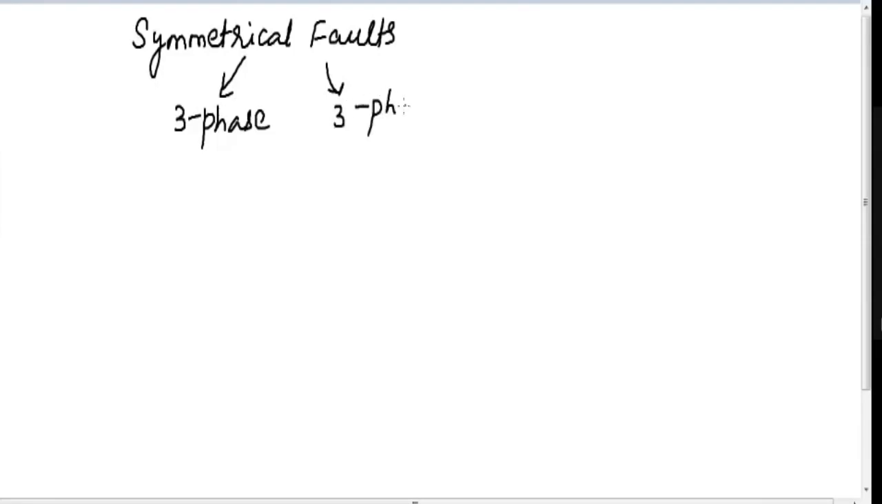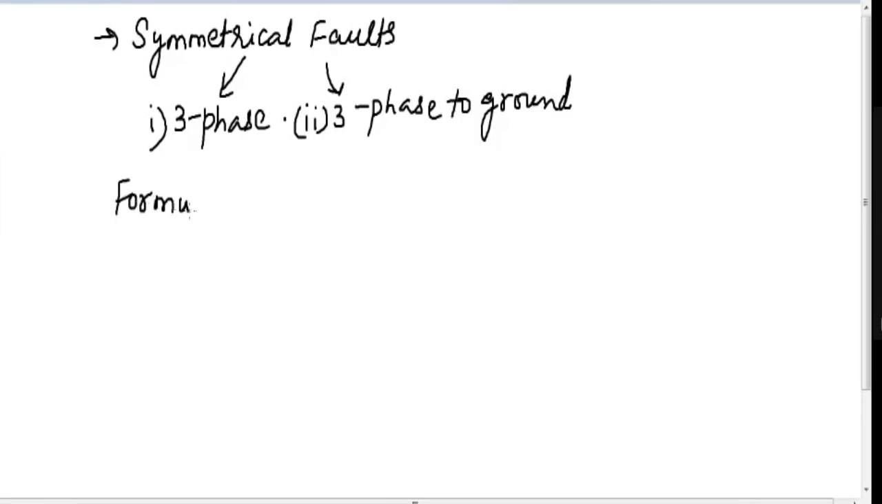We know there are two types of symmetrical fault that we have in a power system network. So what are the symmetrical faults? The symmetrical faults are either three-phase fault or three-phase to ground fault. So these are the two types of fault that we know in case of the symmetrical fault. So we have to first start with the fault current. So I will write the formula for fault current.